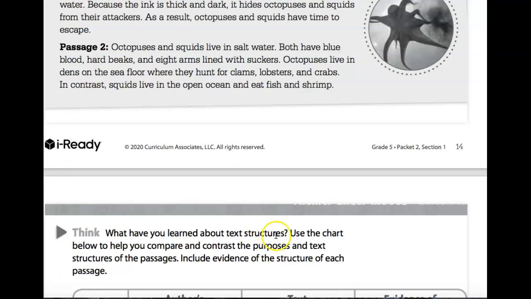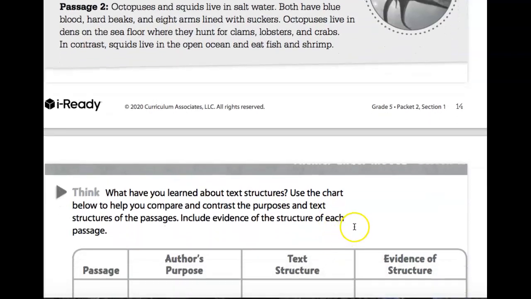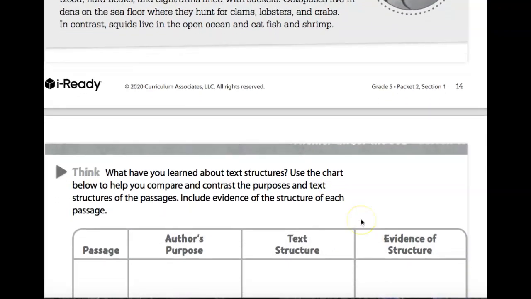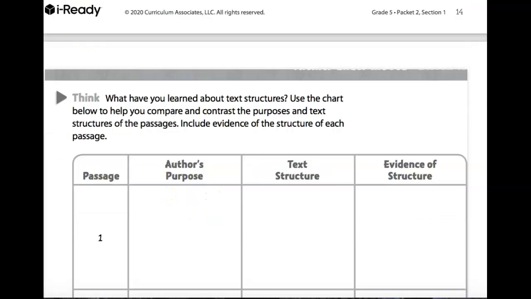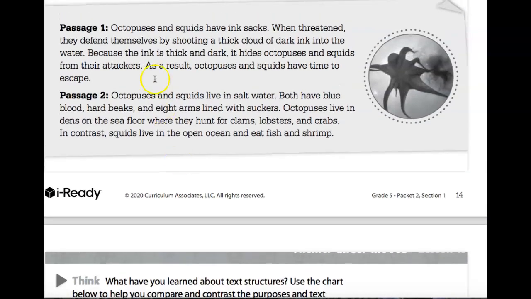It says think. What have you learned about text structures? Use the chart below to help you compare and contrast the purposes and text structures of the passages. Include evidence of the structure of each passage. All right, so let's take a look at passage 1, the author's purpose. Let's look back here. This passage is about how they defend themselves when they are threatened. The whole thing is about that.